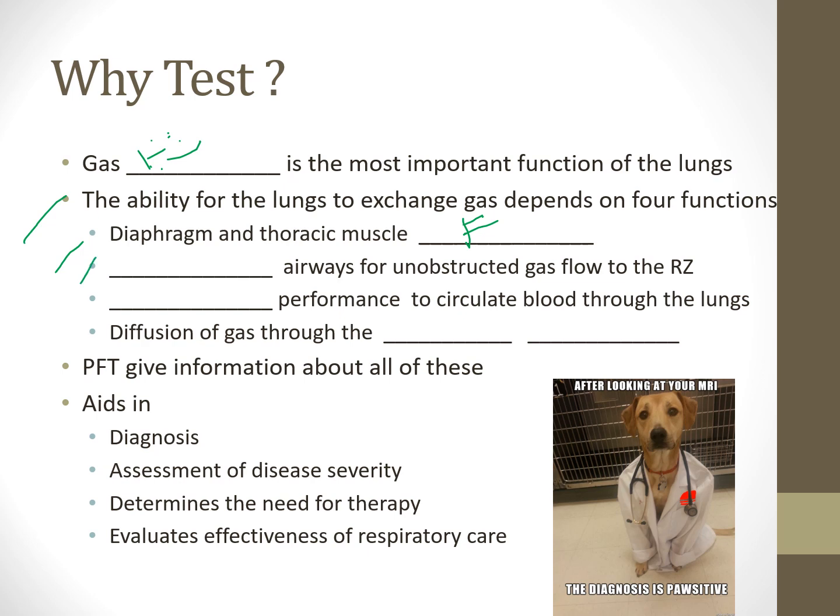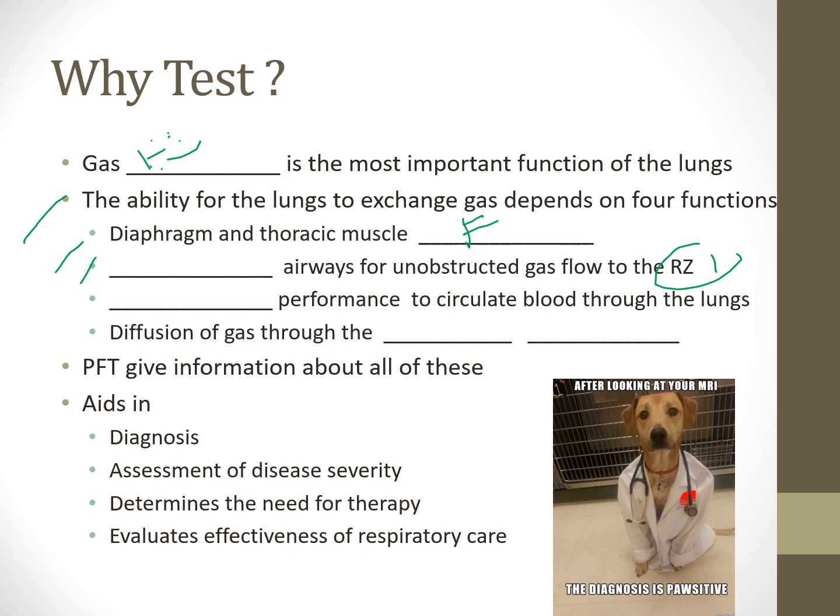The second point within here is we can look at patent airways for unobstructed gas flow to the respiratory zone. So we want to look for open airways, right? We want to look for patent or open airways for unobstructed gas flow to the respiratory zone. This is prominent in patients that have obstructive lung disease, like chronic obstructive pulmonary disease or COPD. Asthma is an obstructive lung disease. Cystic fibrosis is an obstructive lung disease. Bronchiectasis, emphysema, right? So we have a bunch of obstructive lung diseases. That means there's something blocking gas from flowing into or out of the airways, right? So it can look at obstructive gas flow to the respiratory zone. And this not only includes airways within the lungs, but also the upper airway too, like your vocal cords.